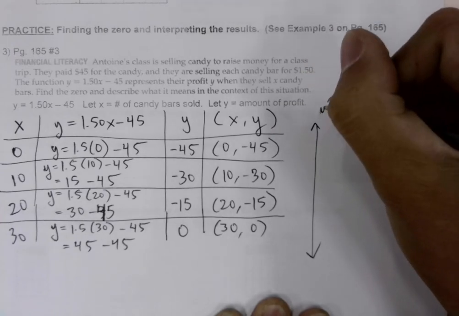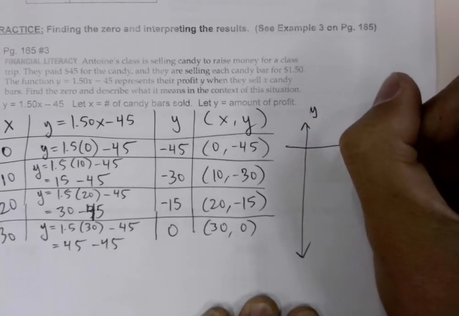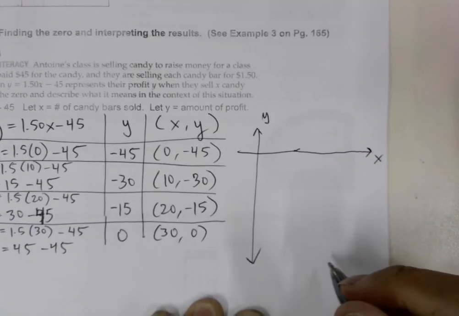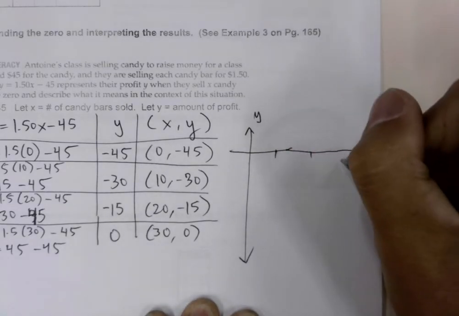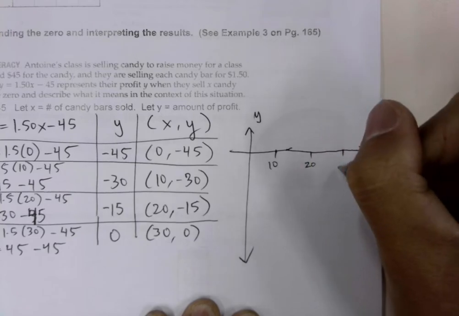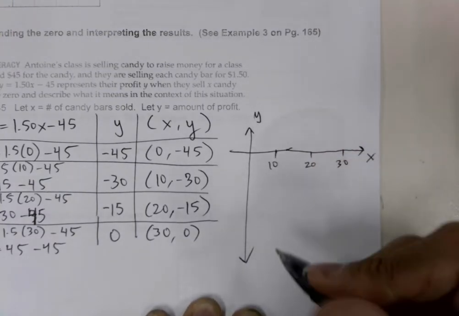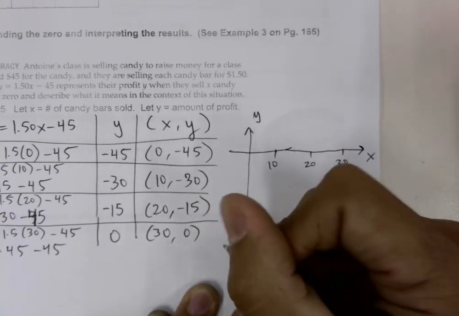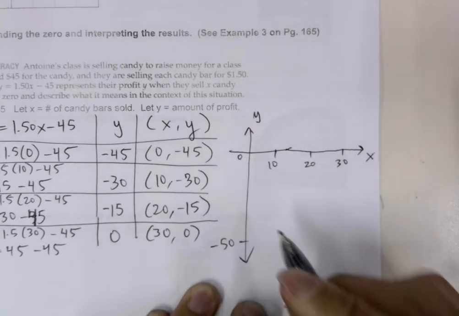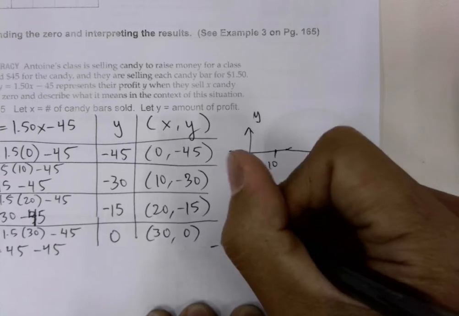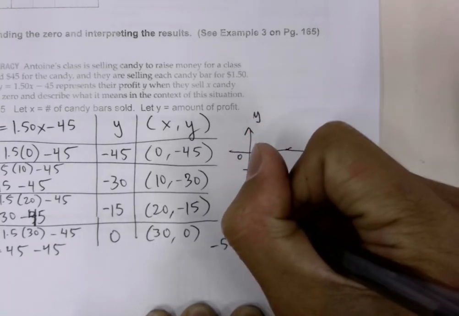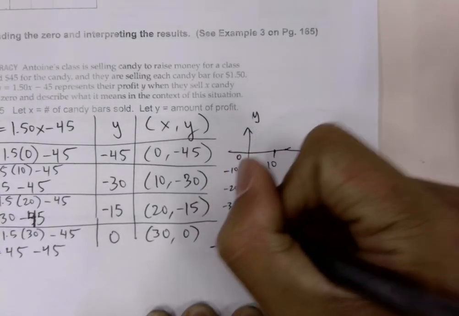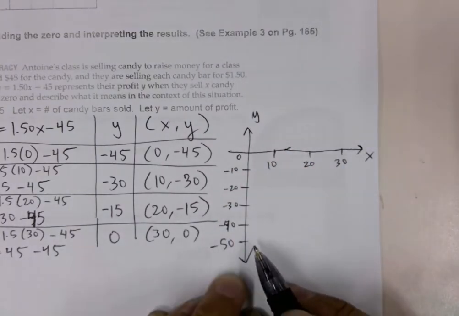Our y values, and here are our x's, and we are going to use 10, 20, and 30. And for our y, we are going to use negative 50. 0 is up at the top here. We can go ahead and split this up. 1, 2, 3, 4, 5. It's negative 10, negative 20, negative 30, and negative 40.